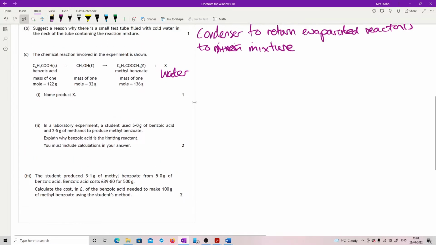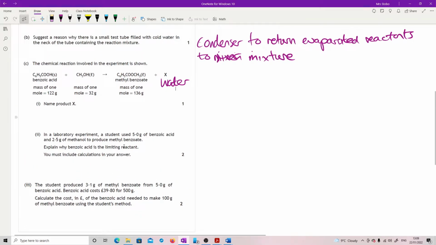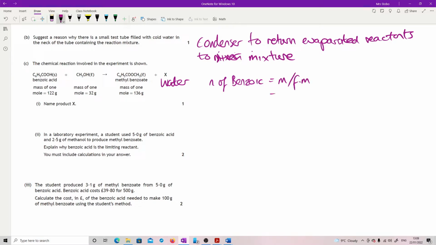In a laboratory experiment, a student used 5 grams of benzoic acid and 2.5 grams of methanol to produce methyl benzoate. Explain why benzoic acid is a limiting reactant. You must include calculations in your answer. I mean, they're making it pretty clear what they're expecting you to do. Okay, so let's start with the moles of benzoic acid. What I have here, I've got mass and I've got formula mass, so I can work out the moles. 5 grams divided by 122 means that I have 0.041 moles of benzoic acid. Okay, it's a 1-to-1 benzoic to your methanol.